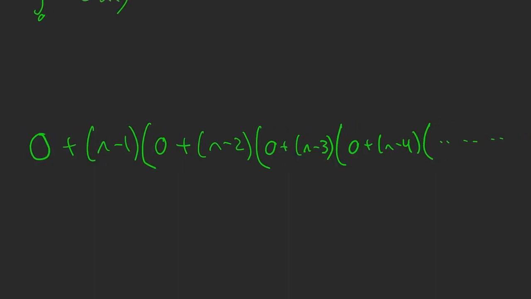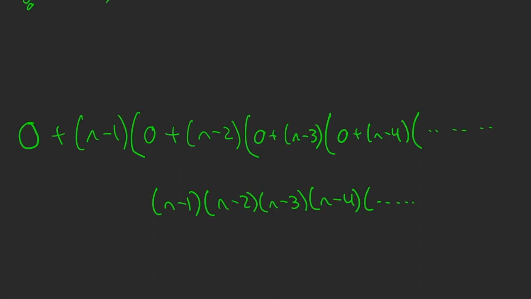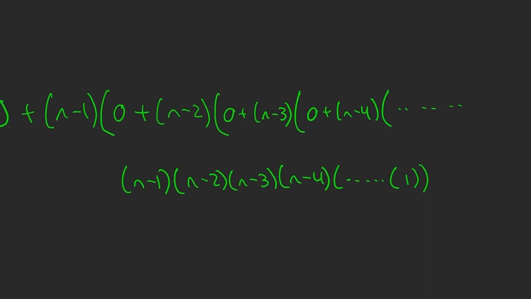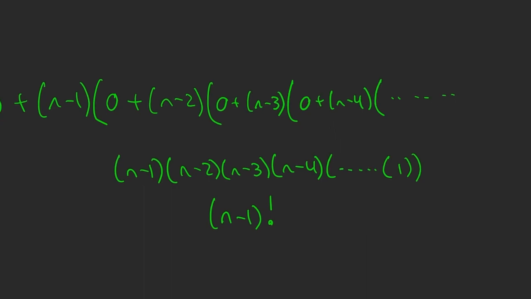So let's go ahead and simplify this. We can get rid of all of the zeros. So we're going to have n minus 1 times n minus 2 times n minus 3 times n minus 4 all the way down to when we get to, sorry, not 0, 1. All the way down to when we get to 1. Okay, so what is this? This is n minus 1 factorial. Great, okay.